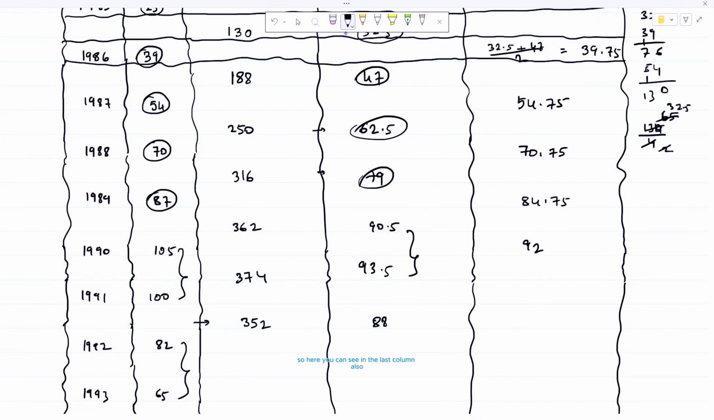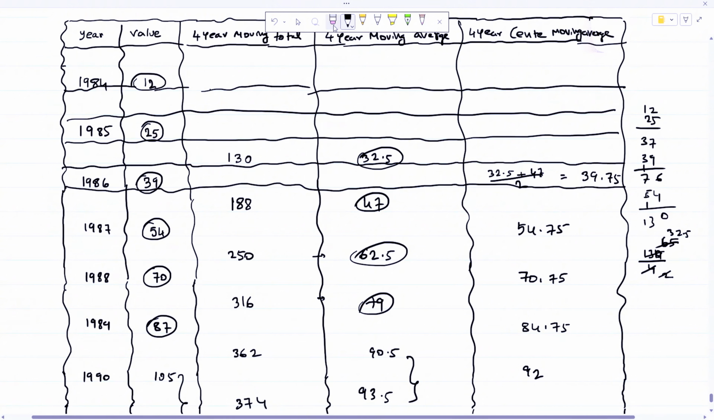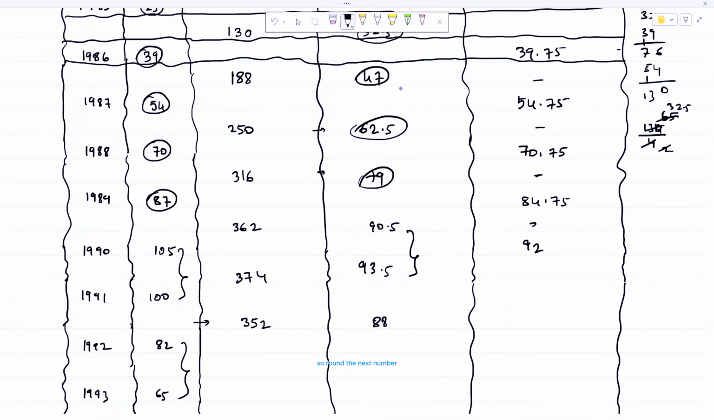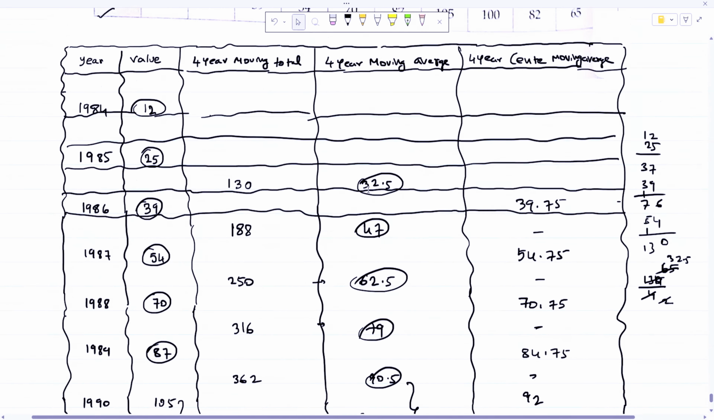So here you can see in the last column also, there will be a gap between the values. Each entry, 39.75 it is. So see the gap, right? So round the next number and here select the next 2. 93.5 plus 88. So 181.5 by 2, 90.75. So this is the table created, right?